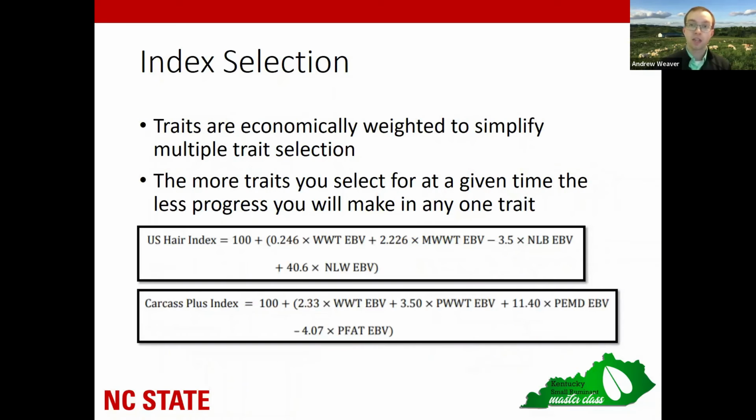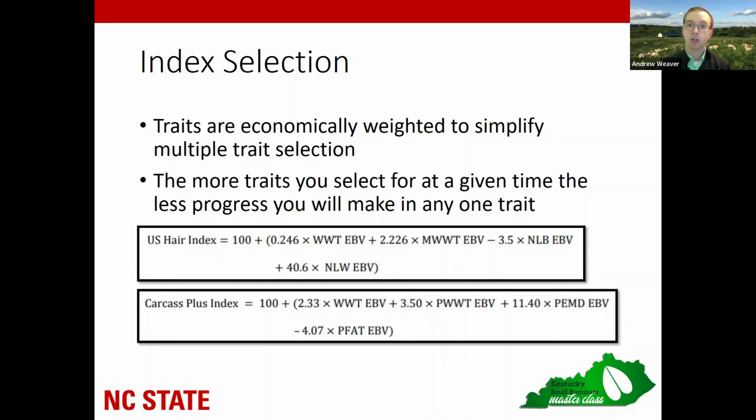So these traits within an index are economically weighted to simplify that selection and apply appropriate selection pressure to each one of those traits based on their economic relevance. Remember, the more traits you select for at a given time, the less progress you'll make in any one trait. So these indexes have identified the key traits in different types of production systems, whether that's a maternal production system or a terminal production system, weighted them based on their economic relevance, and now we can select for 3 or 4 traits at the same time with appropriate selection pressure.